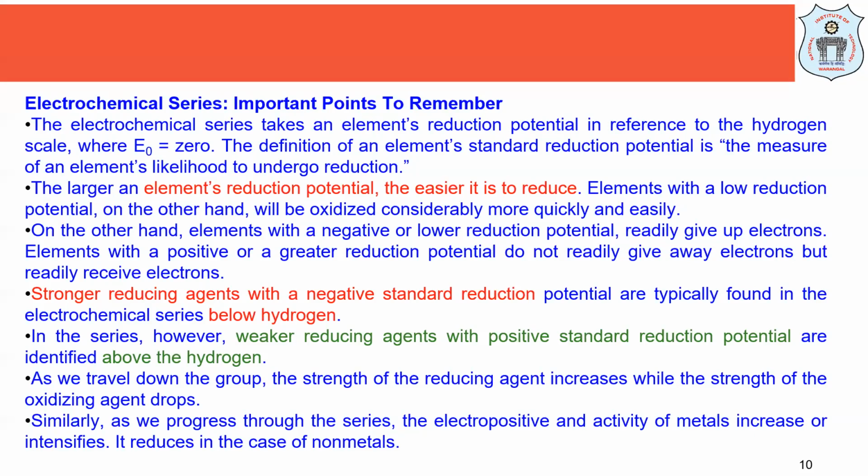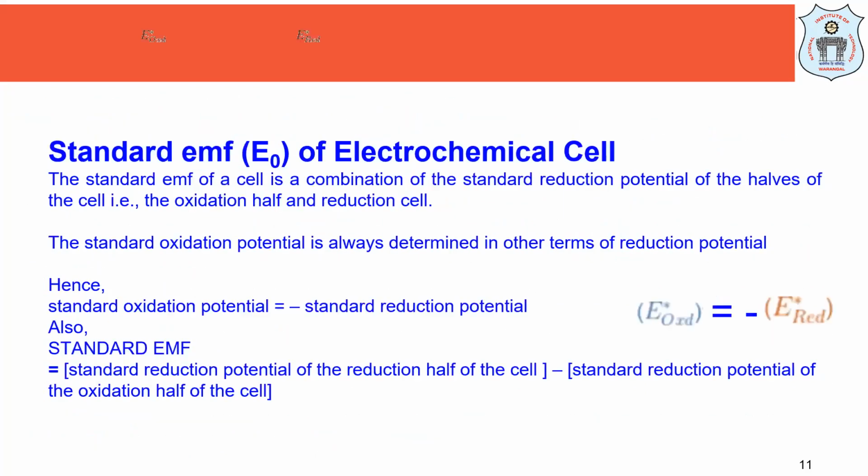So as we travel down the group, the strength of the reducing agent increases while the strength of the oxidizing agents drops down. Similarly, as we progress through the series, the electropositivity and activity of metals increase or intensify. It reduces in case of the non-metals.